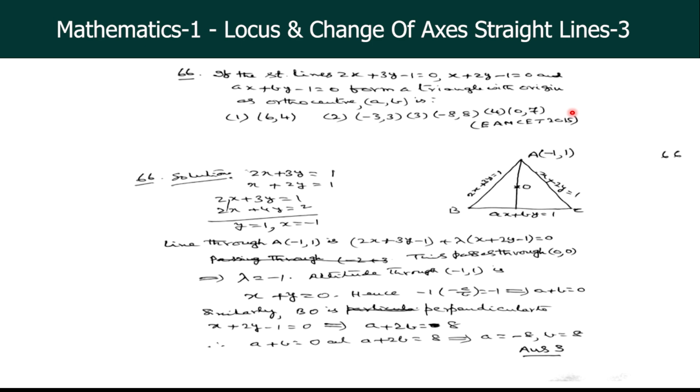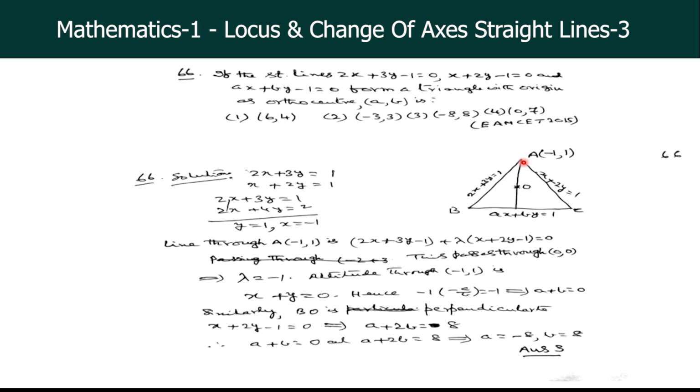Right. Now if you solve the equations x + 3y - 1 = 0 and x + 2y + 1 = 0, then you will get x = -1 and y = 1. Now, line through... so you take A = (-1, 1).